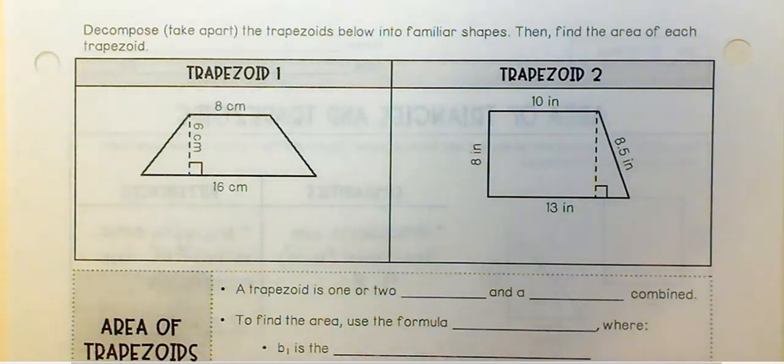All right, I'm on the back of your notes that says area of triangles and trapezoids, and now we're going to look at trapezoids. It says to decompose or take apart the trapezoids below into familiar shapes. In other words, into shapes that we already know the formulas for. Then find the area of each trapezoid. Okay, so first we're going to break this into shapes that we already know.